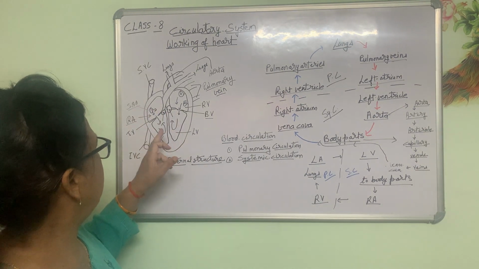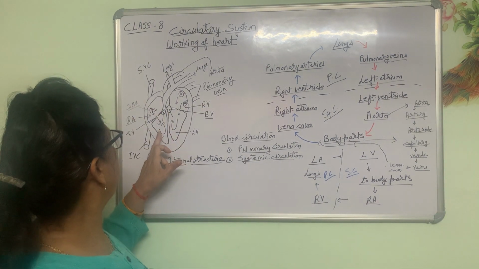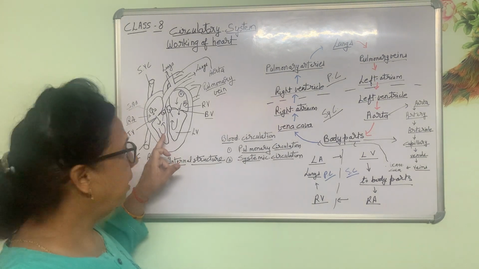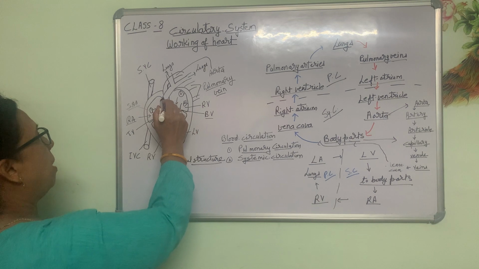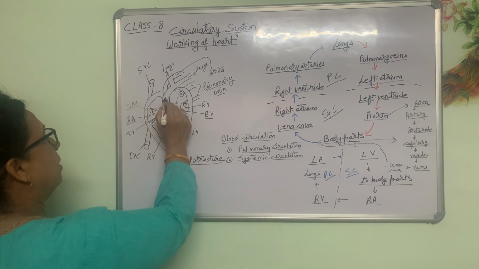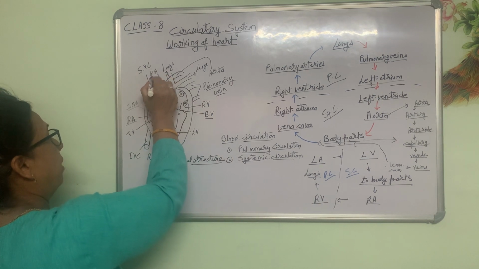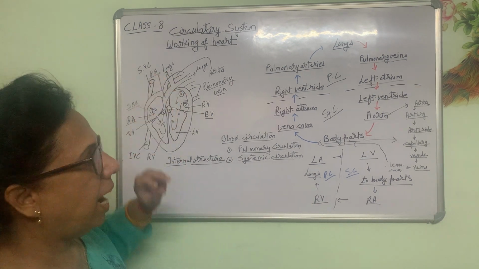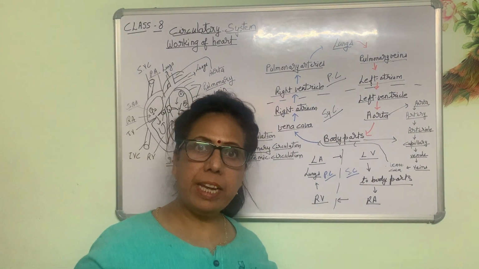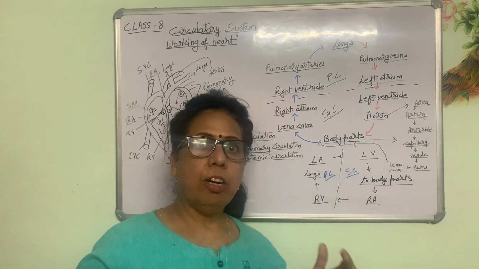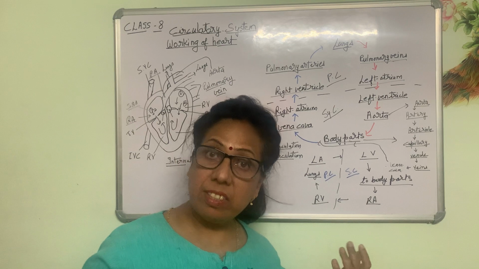From the right atrium, through the tricuspid valve, the blood passes into the right ventricle. Right? Now from the right ventricle, the pulmonary artery arises. This is the pulmonary artery. It brings the blood to the lungs. In the lungs, the blood is oxygenated. Oxygen is absorbed by the RBCs and carbon dioxide is given out.